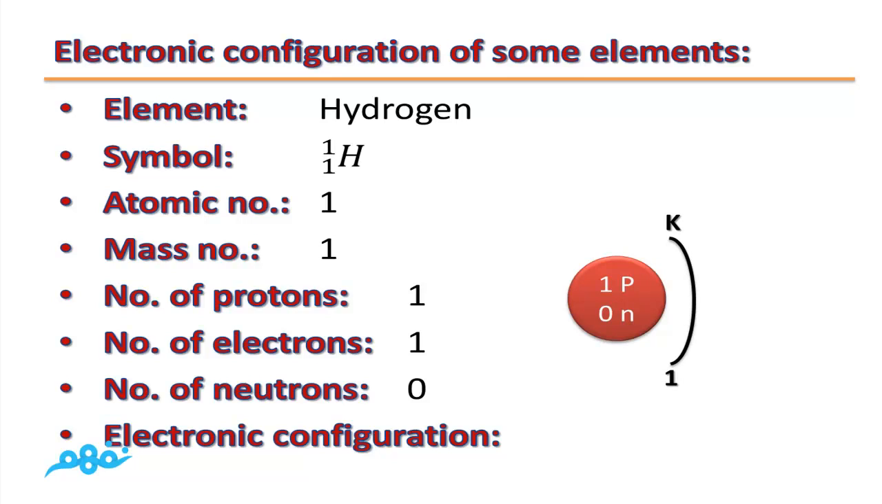For its electronic configuration, we will draw a circle which represents the nucleus. We will write letter P, which represents the number of protons, and we will write beside it 1. So the hydrogen nucleus contains 1 proton. We will write N, which represents the number of neutrons, and it will equal 0 because the nucleus of hydrogen doesn't contain any neutrons. We have only 1 electron. We will put it in the first energy level, which is K. So in the electronic configuration for hydrogen, the energy level K contains only 1 electron.